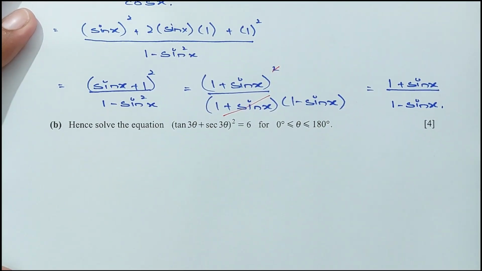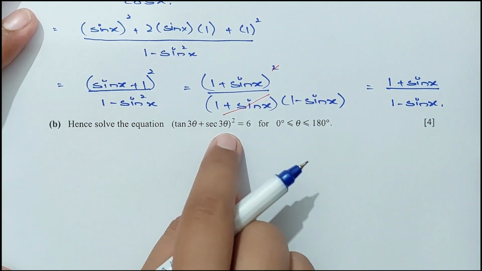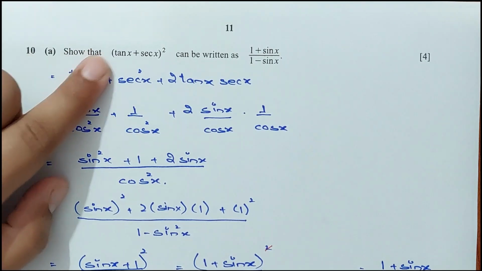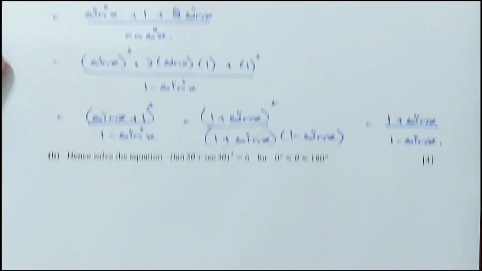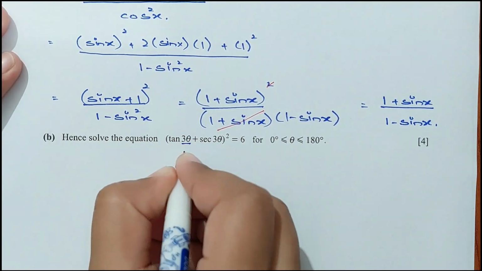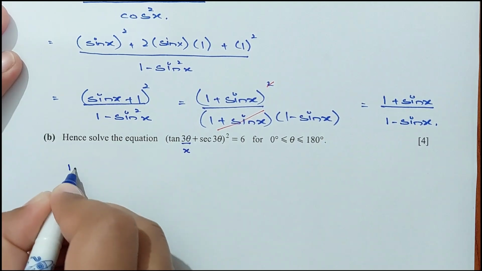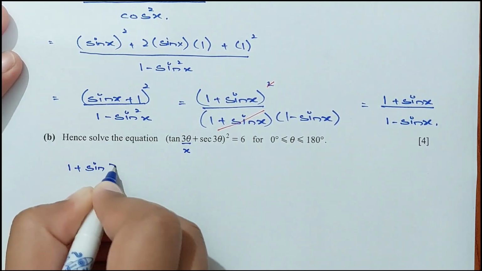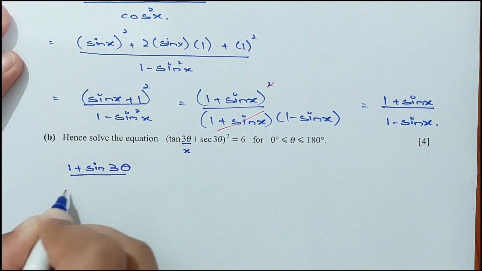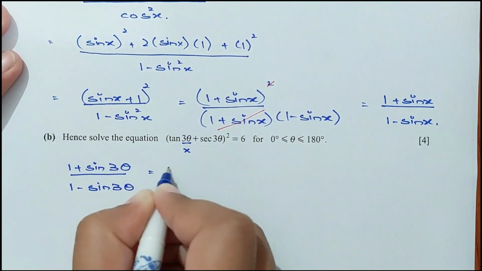Moving to part B, hence solve this equation. This should be equal to 6: (tan 3 theta plus secant 3 theta) whole squared. So (tan x plus secant x) whole squared is this one. Here x is replaced with 3 theta, right? So we can say 1 plus sine 3 theta over 1 minus sine 3 theta. This should be equal to 6.